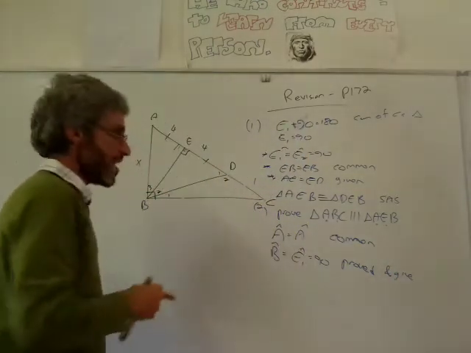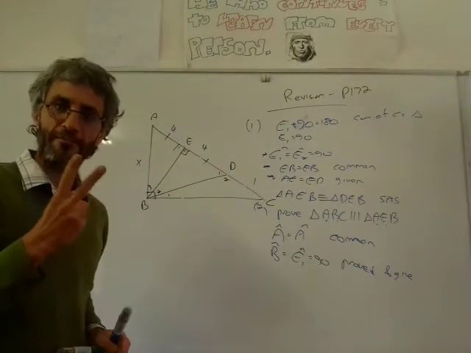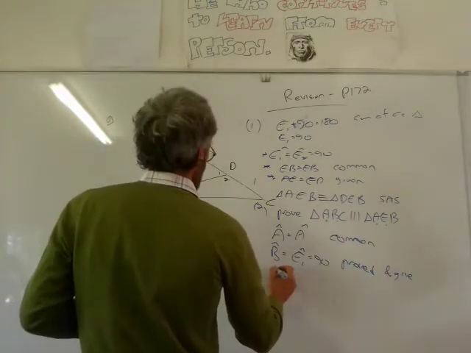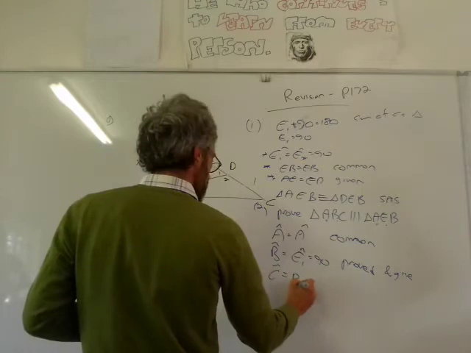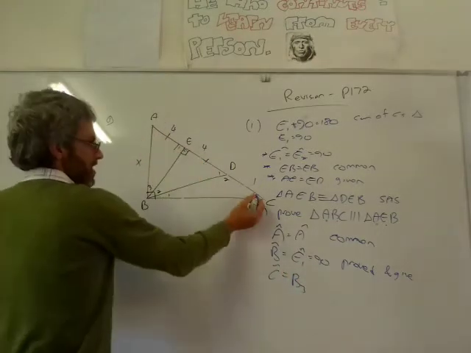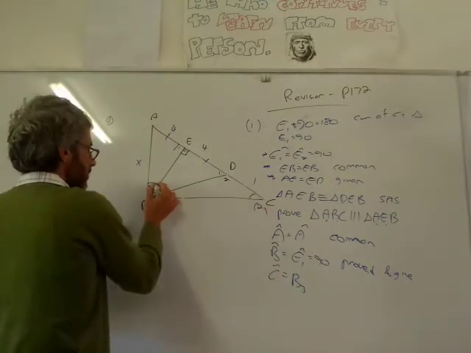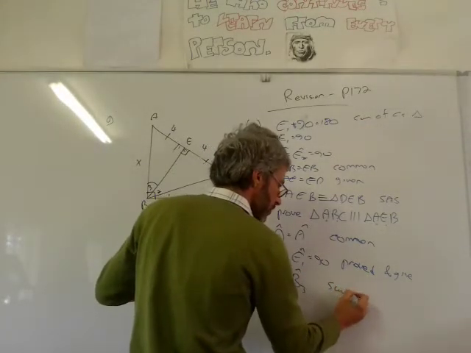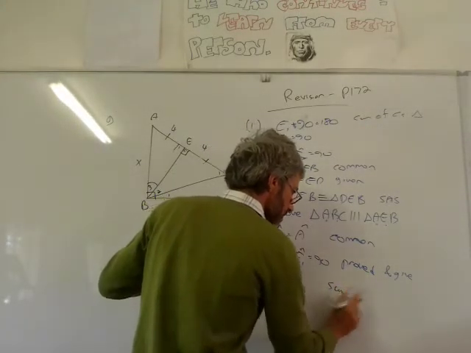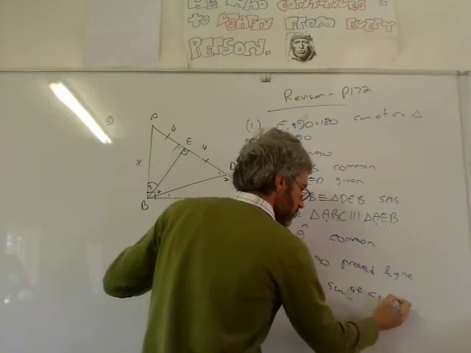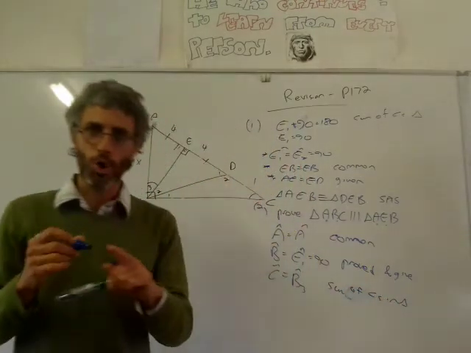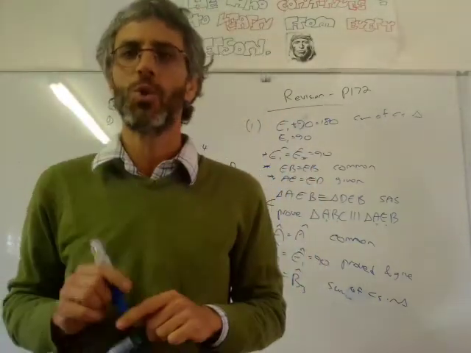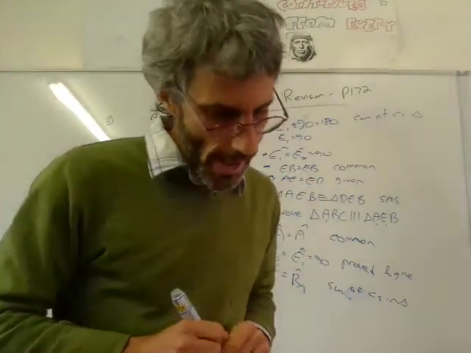Therefore, if two pairs of angles are the same, the last angle, C, must be equal to B3. Angle C in the big triangle must be equal to angle B3 in the small triangle, by the sum of angles in a triangle. We spoke about it in one of the last lessons: if I prove that two angles are the same, then the third must also be the same.